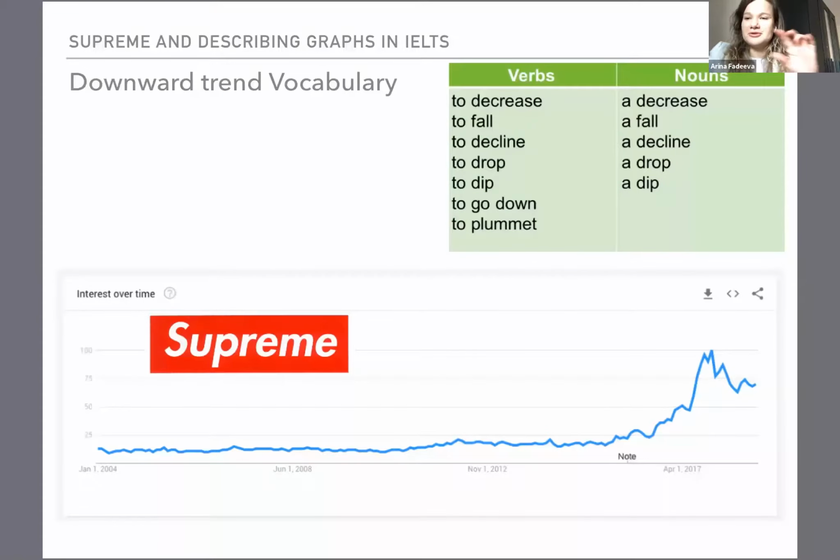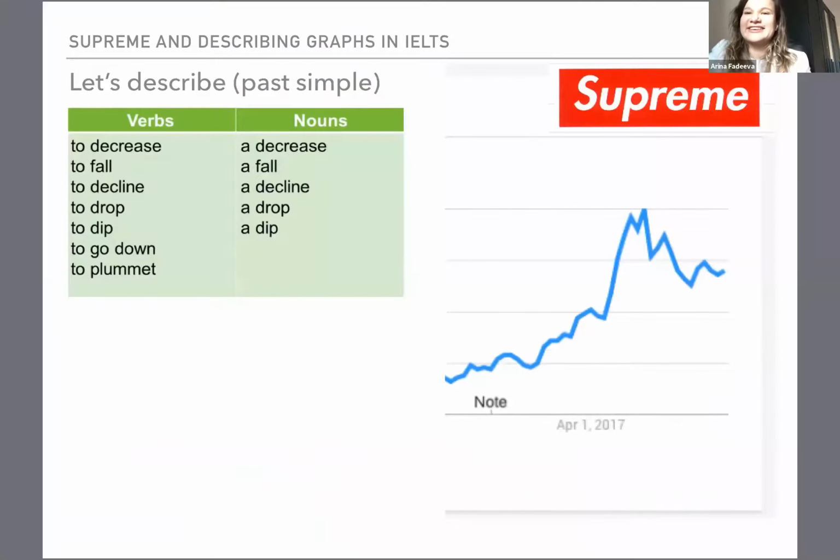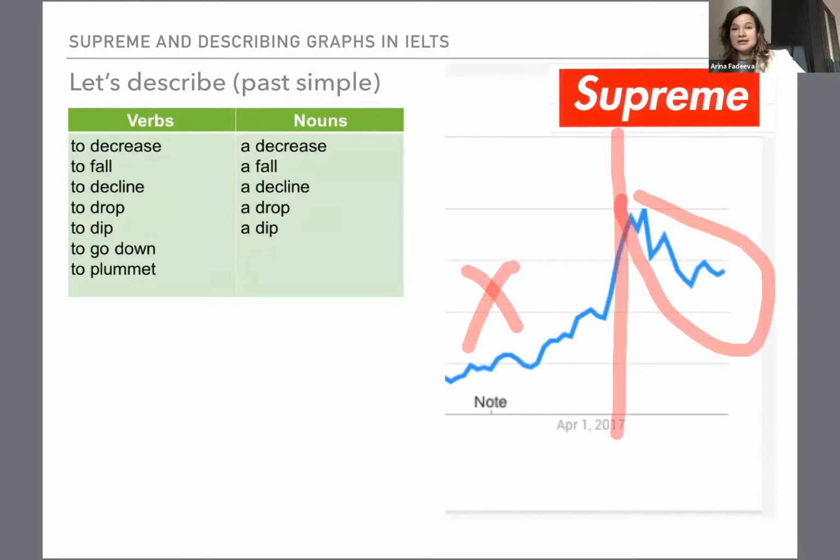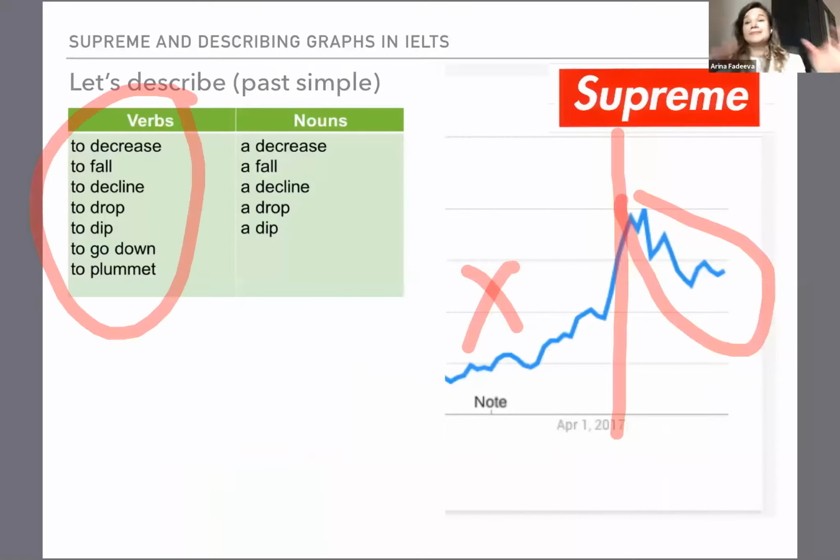So let me show you this part of the graph a little bit. So we need to zoom it. Zoom. So as you can see, we have already done this part. Now let's describe this declining trend. Who can give me an example sentence with the verbs first and then with the nouns? So choose any verb here. Decrease, fall, but it's gonna be fell. Yes, it's gonna be went down.